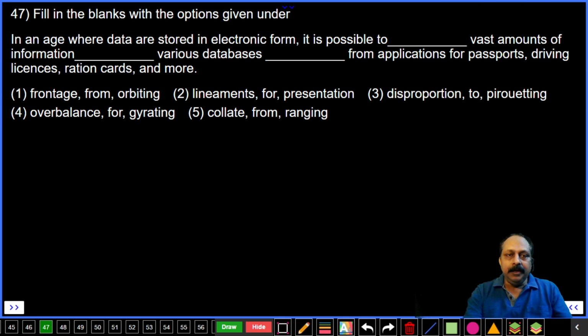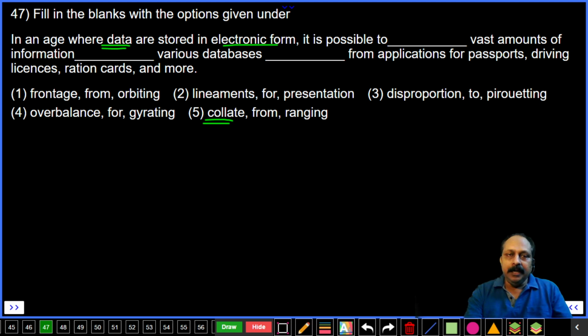In an age where data are stored in electronic form, it is impossible to vast amounts of information. It is impossible to frontage, lineaments, disproportion, overbalance, collate information based on that data. The right word, it is collate.